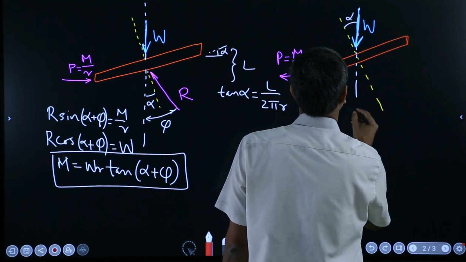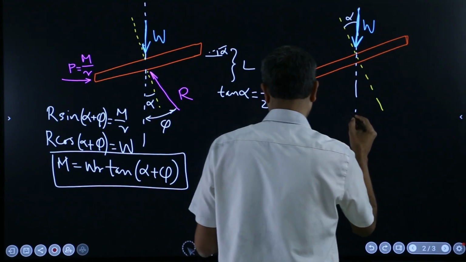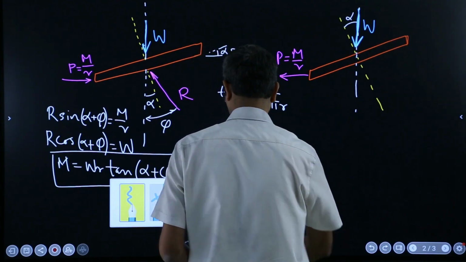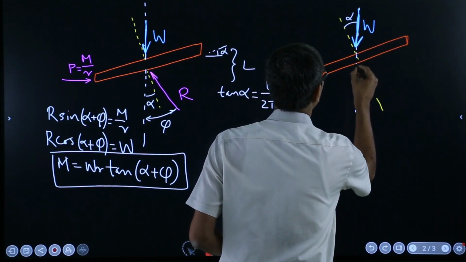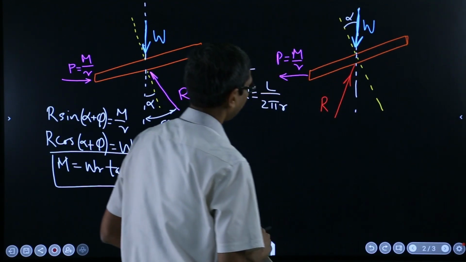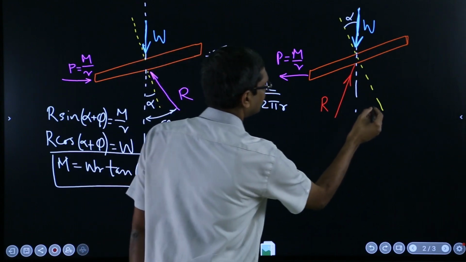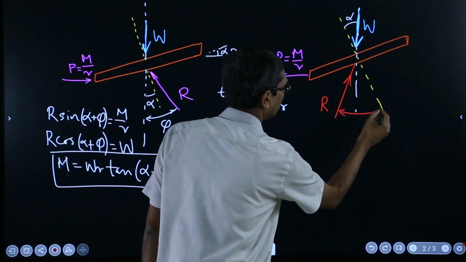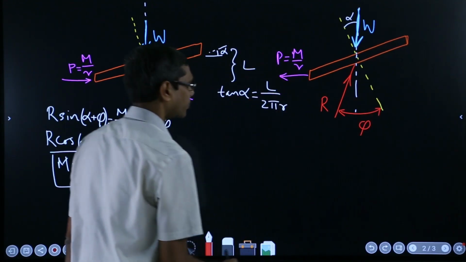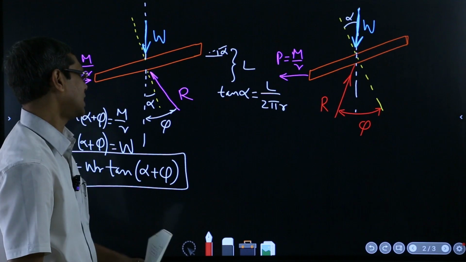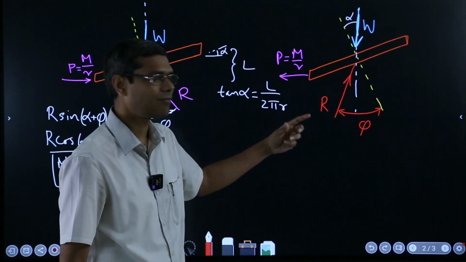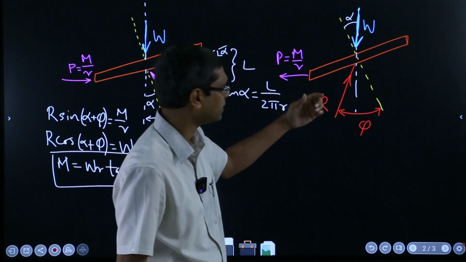Now in this direction it should come, isn't it? Because you have to have R in balance, and this angle must be phi, and we have assumed that phi is greater than alpha. This is the case. Now I was talking about what is the condition of self locking in the case of screw threads.